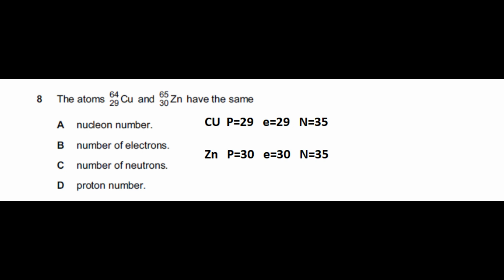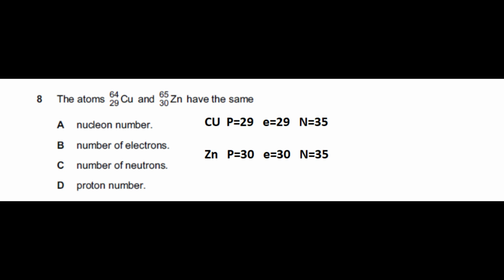So copper 29, 64 means it has 29 protons, and when we subtract 64 minus 29, it will give the number of neutrons. As both are neutral atoms, the number of electrons and protons would be equal for both atoms. So in case of copper, we have 29 protons, 29 electrons and 35 neutrons. In case of zinc, we have 30 protons, 30 electrons and 35 neutrons. Okay, so their number of neutrons is the same.